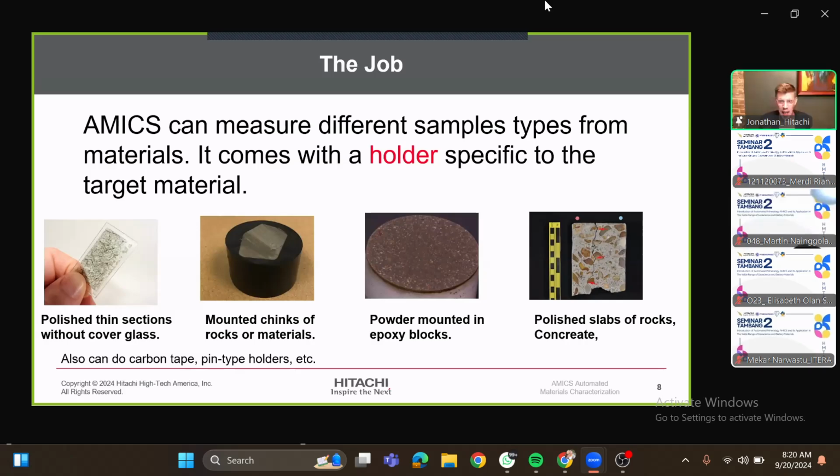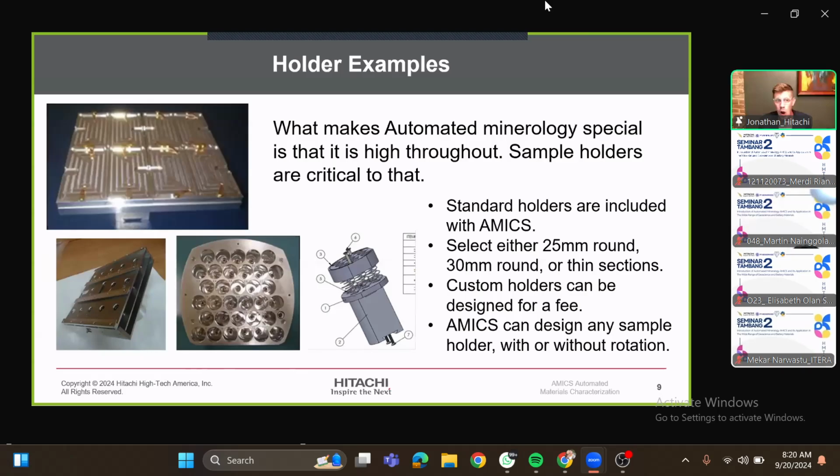And what makes us able to automate this whole process is that there are special holders that we designed specifically for the application. So you can see several of these different holders. So once again, we just put it into the sample holder. So this would be full of pucks. And in this case, they're those round pucks. If we go back, you can see there's two examples of the round pucks here and here. They would be put in this holder. And this one holds 33 samples, right?